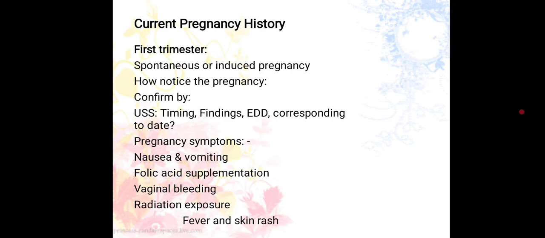Ask about pregnancy symptoms, nausea and vomiting or morning sickness, and folic acid supplementation, which should be pre-conception, 3 months before pregnancy, and in the first trimester at least. Any vaginal bleeding is asked in each trimester: first, second, and third trimester. In each trimester, ask about vaginal bleeding. Radiation exposure, fever, and skin rash.